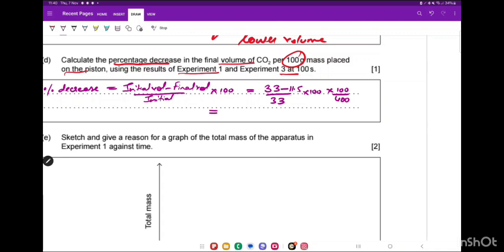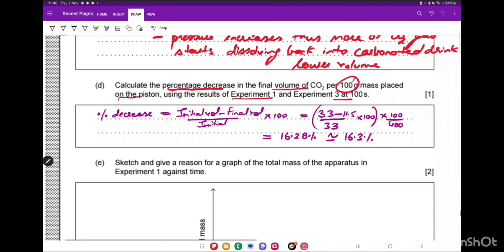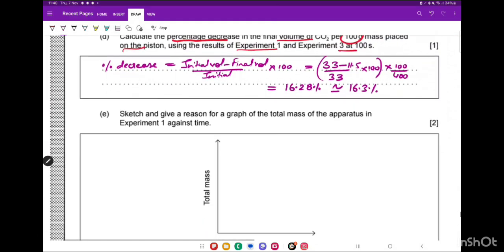The answer comes out to be 33 minus 11.5 upon 33 into 100. This is the percentage. And per 100 gram will be 100 upon 400, because it is the total change for 400 grams. When I calculate, the answer comes out to be 16.28%, which is approximately equal to 16.3%. So that will be the answer for this 1 mark question, but you have to calculate all this.